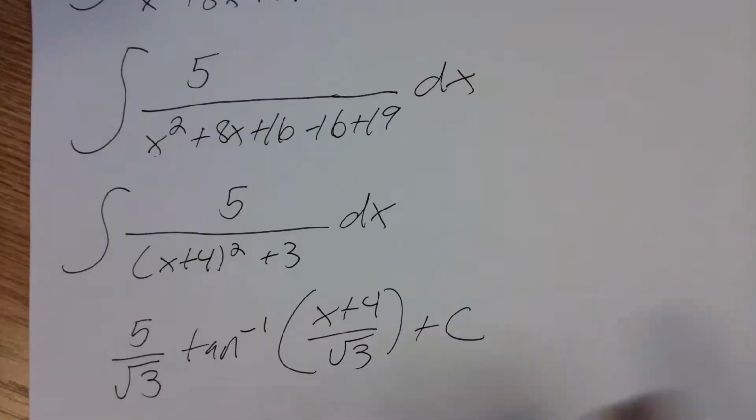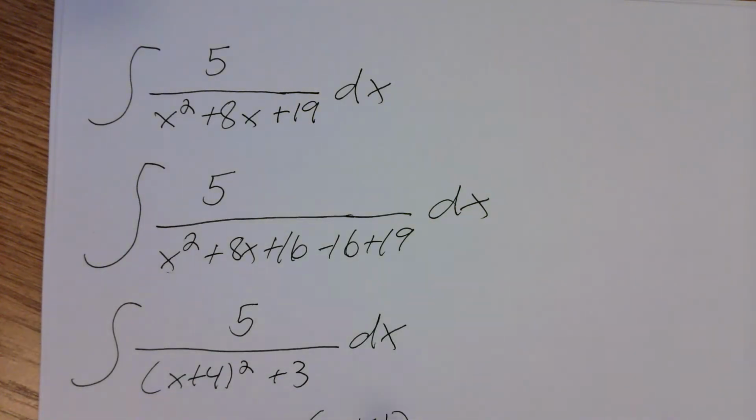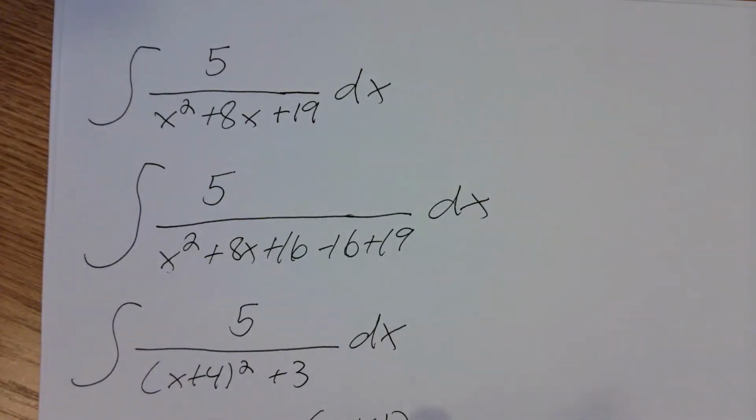So what we're going to do is make our numerators progressively bigger in power and see how that affects the solution. Here we did a constant over a quadratic, and we did this completing the square and got this arctan rule. Next, let's make our numerator linear and see how that changes things.